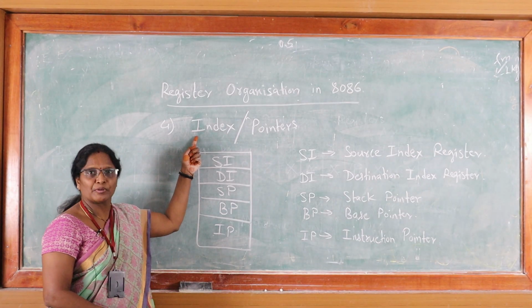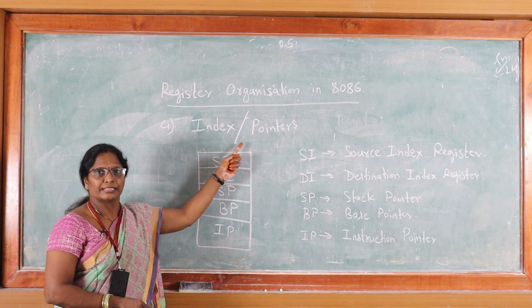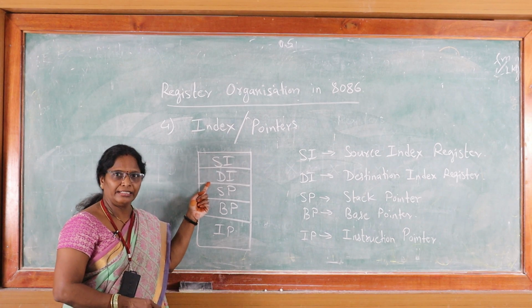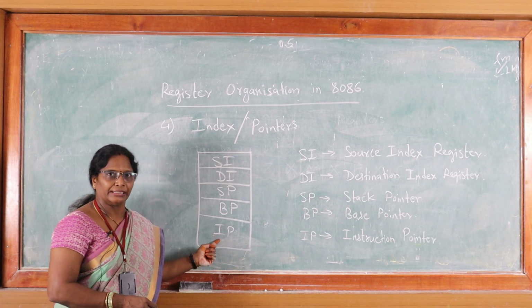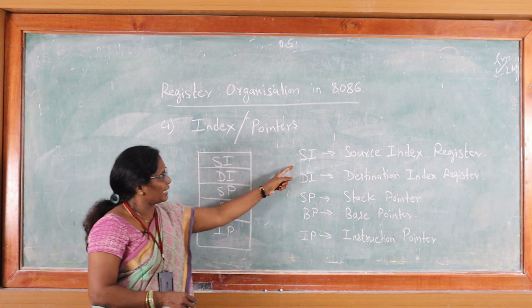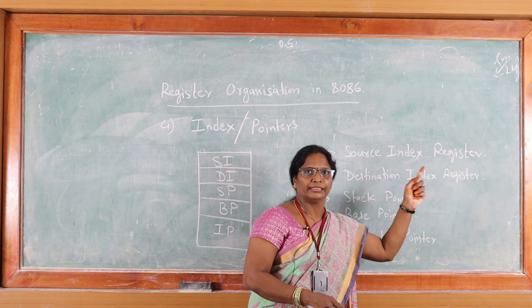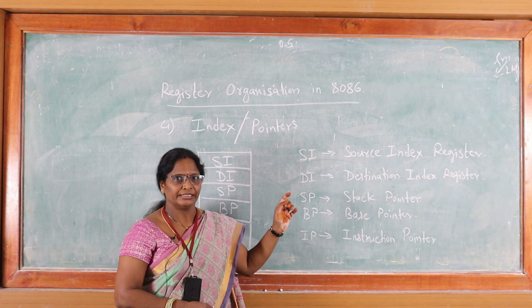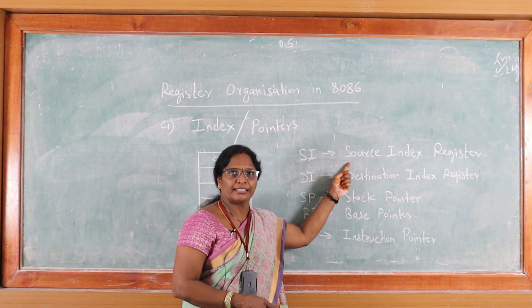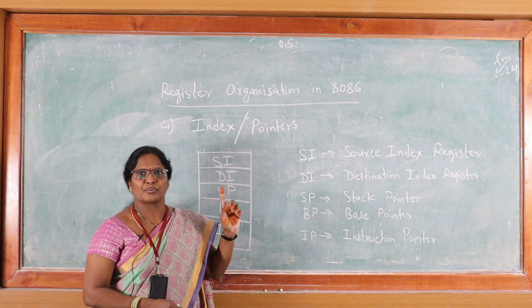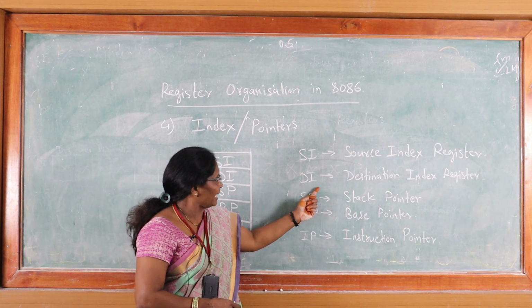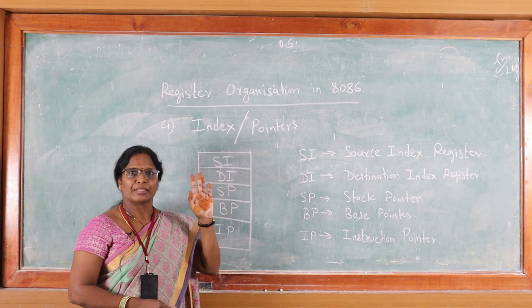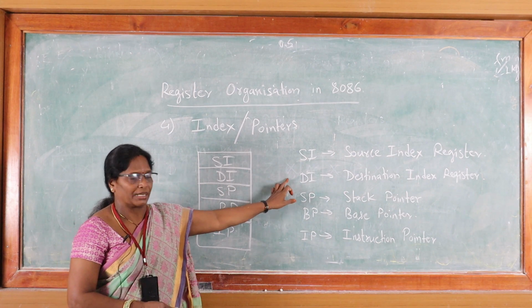Okay, so the fourth type of register is the index registers or pointers. Again, five types of registers are there: SI, DI, SP, BP, and IP. So what is the meaning of SI? SI indicates the source index register. In an instruction, the opcode is there, and the source operand and destination operand. This source index register is used to store the offset address of the source operand. DI, the destination index register, is used to store the offset address of the destination operand.